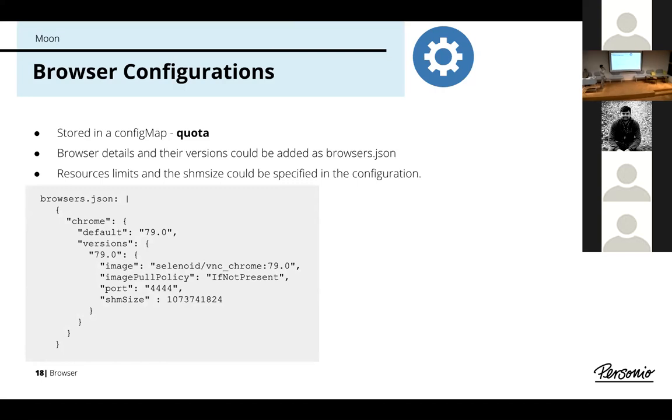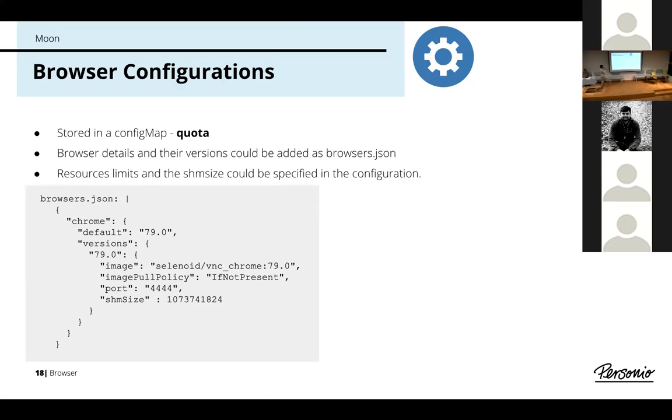So the image pull policy is: if the Kubernetes node doesn't have the image, then it will pull the browser, or else if the node is already having the image, then it won't pull. That's what IfNotPresent means. Then some more options are you can either use Always or Never. So Never means it doesn't pull the image, and Always means it always pulls the image. And port is the default port where the browser will be running on.